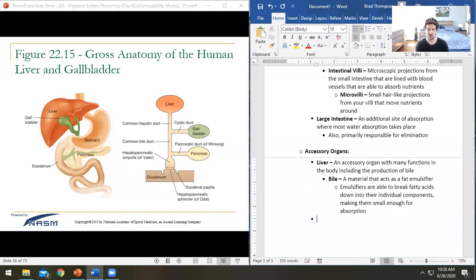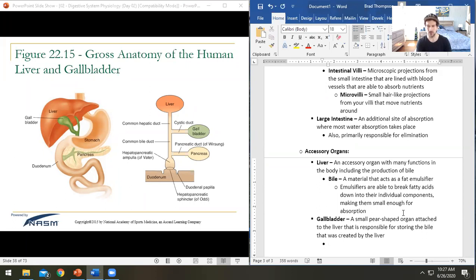So bile is going to be stalled in the gallbladder, which is a small pear-shaped organ attached to the liver that is responsible for storing the bile that was created by the liver. Okay, so your gallbladder stores it and secretes it.